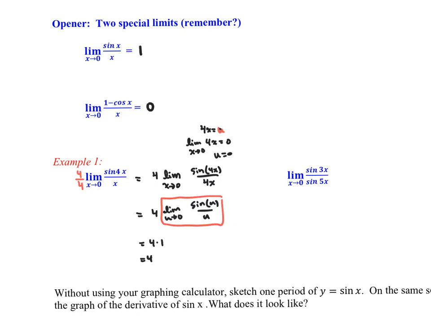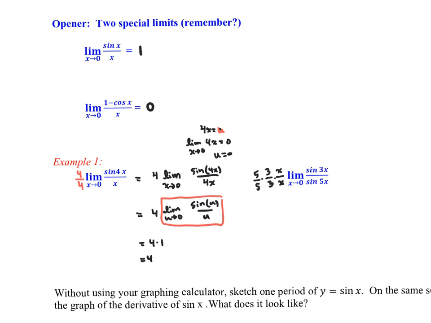Okay, I can do something very similar in this other example here. What I'm going to do is I'm going to multiply top and bottom by x, top and bottom by 3, and top and bottom by 5. Okay, and I'm going to show you how we can utilize that.